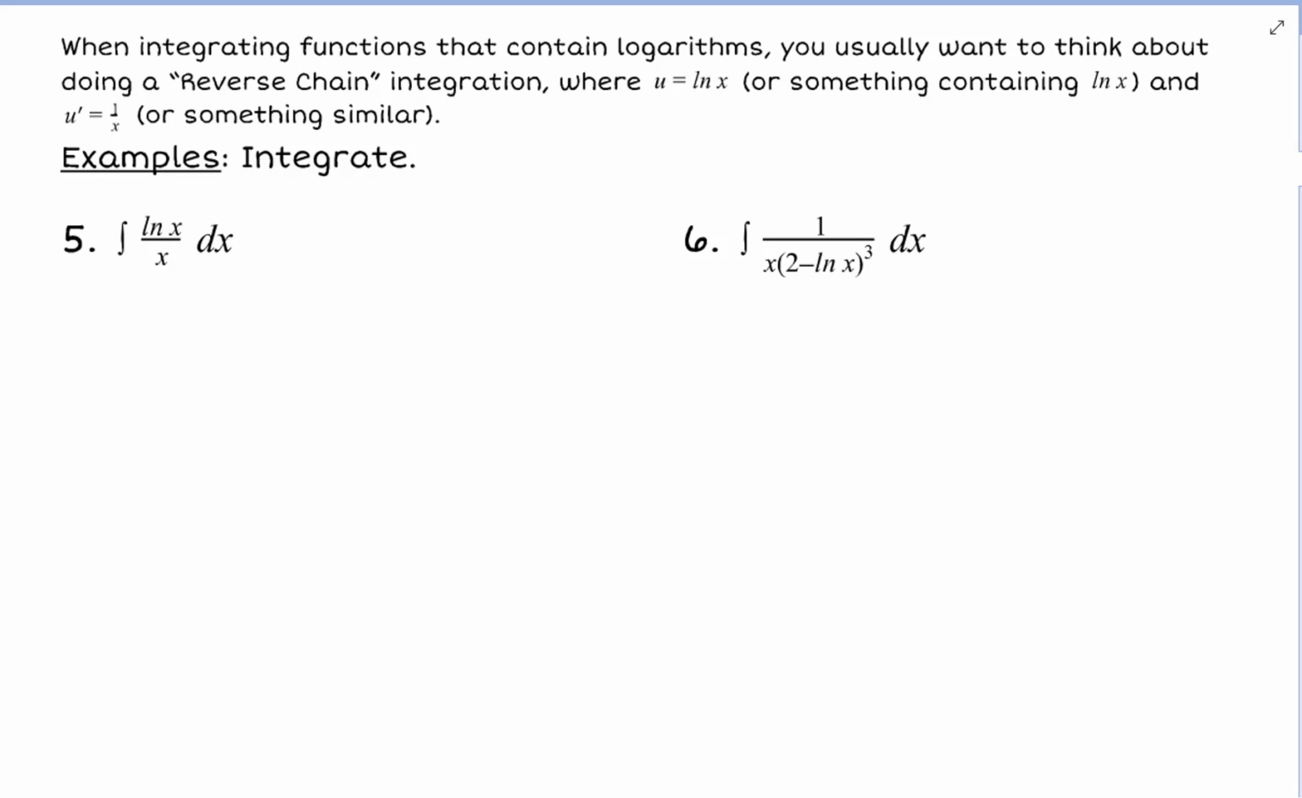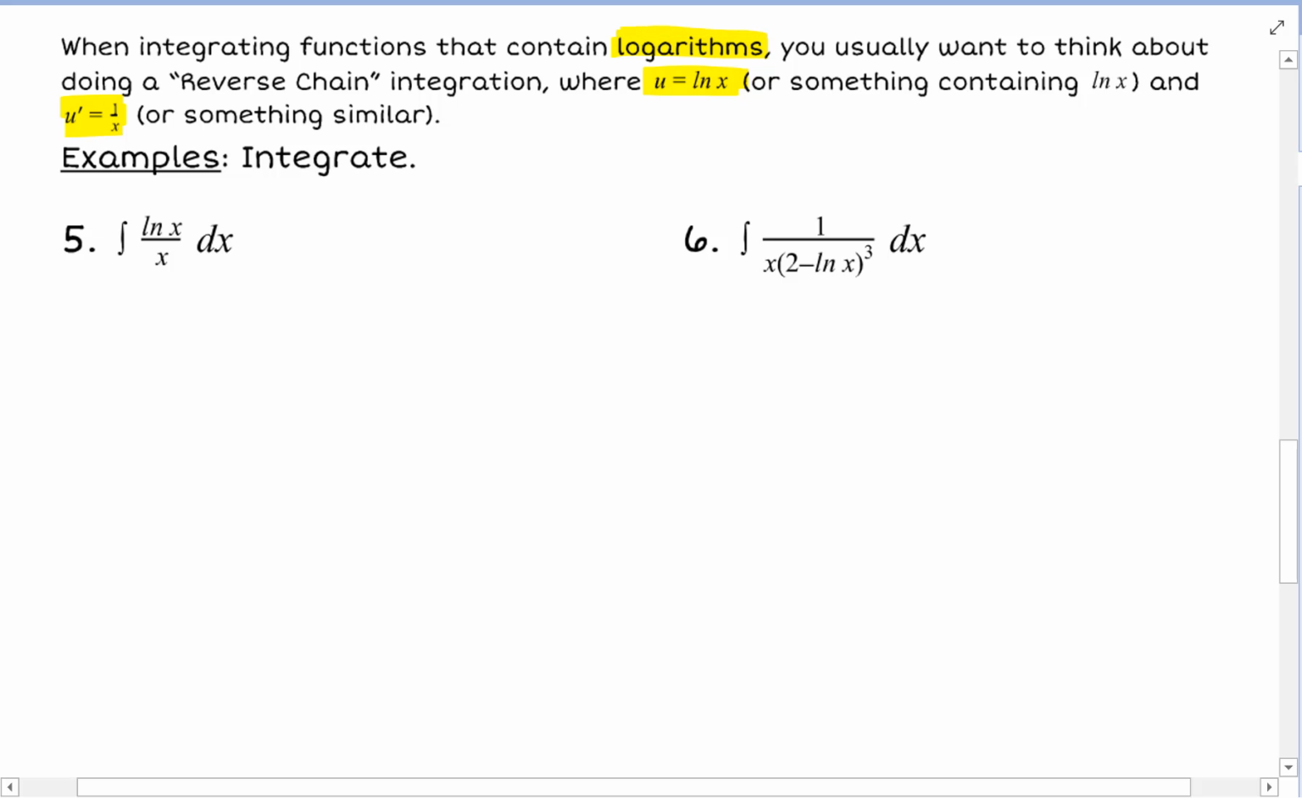When integrating functions that contain logarithms, you usually want to think about doing a reverse chain integration, where u would equal ln x, or something that contains that natural log, and u prime would be 1 over x or something similar to that. So let's do some examples. I'm going to try making u equal to natural log of x, and the derivative of u with respect to x is equal to 1 over x.